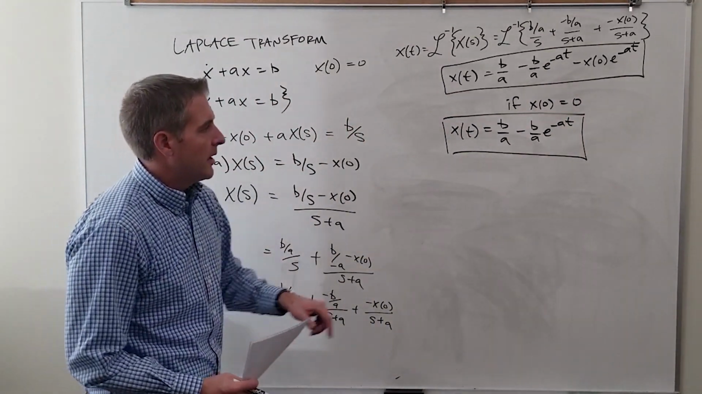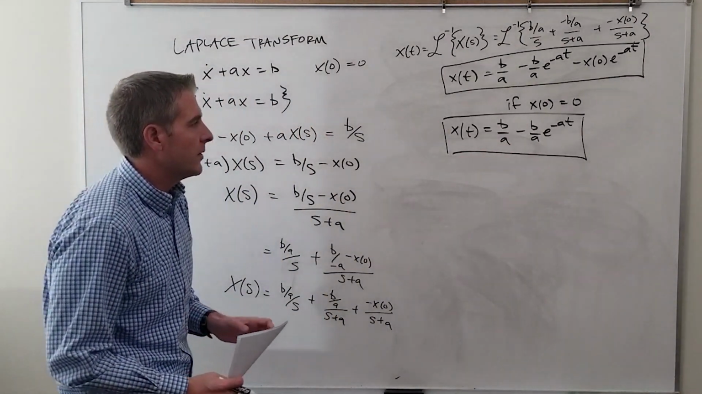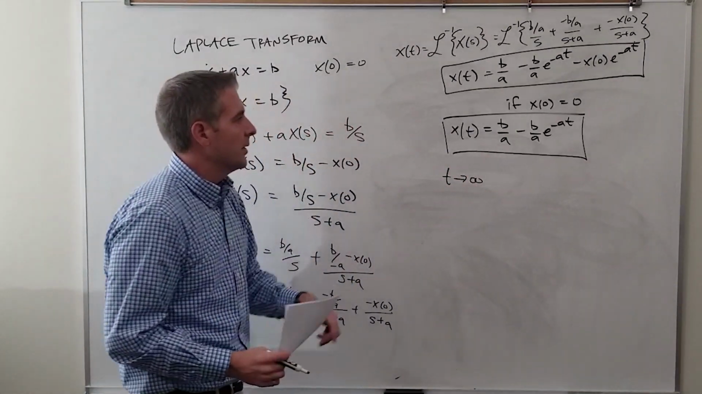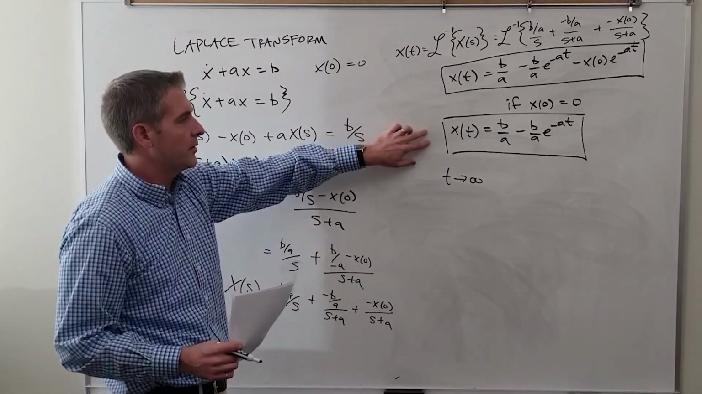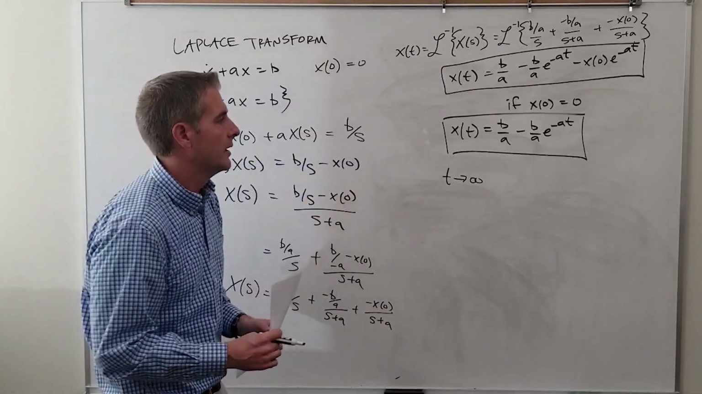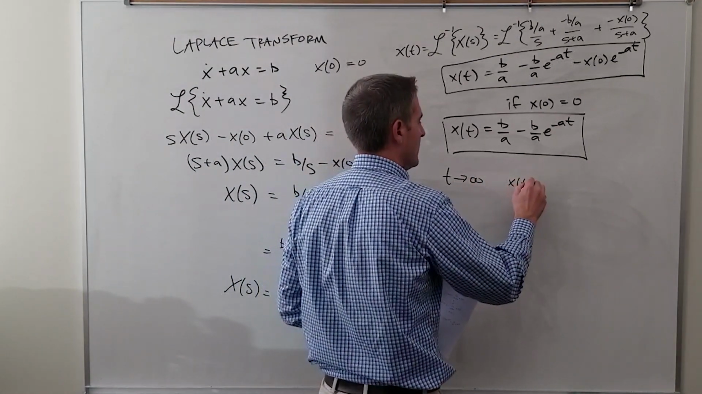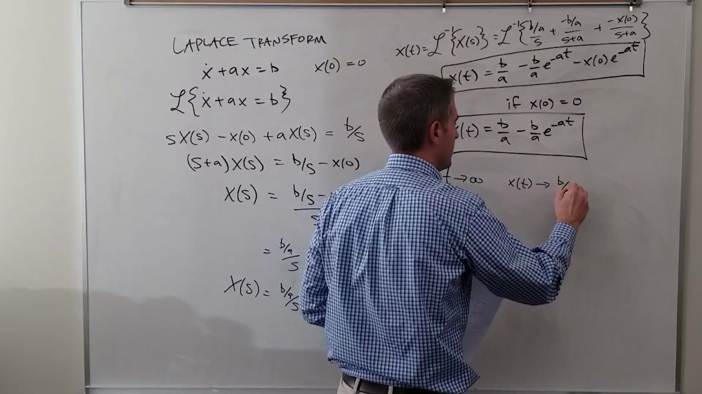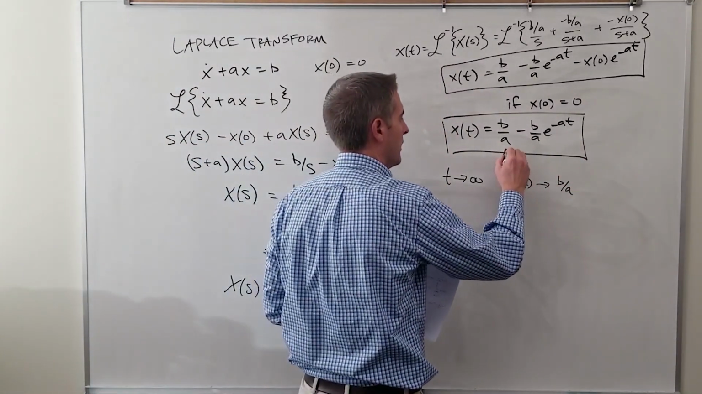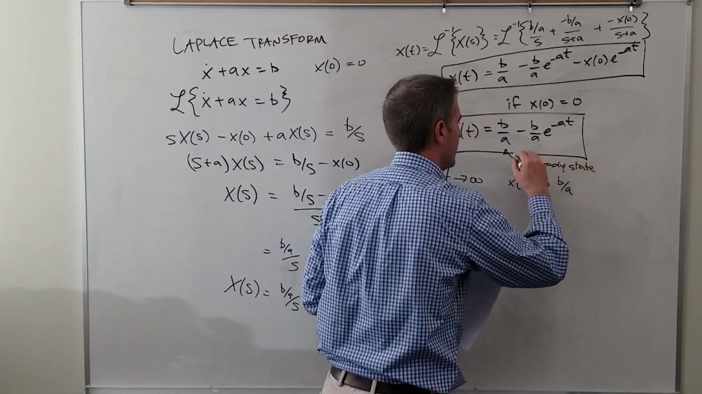Now, let's talk a little bit about this particular function right here. First of all, we know that if time approaches infinity, this x(t) is going to reach some sort of static equilibrium state. We call it the steady state value. So if t approaches infinity, then x(t) will approach B over A. So we would call this term the steady state term.